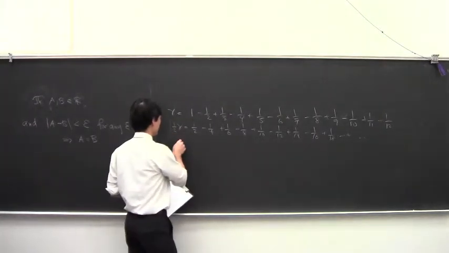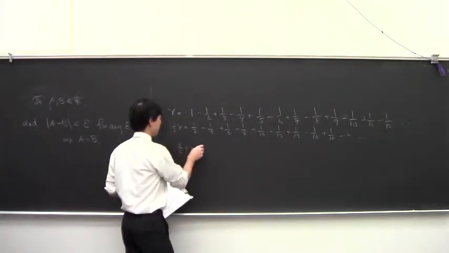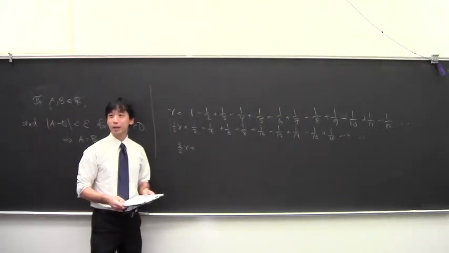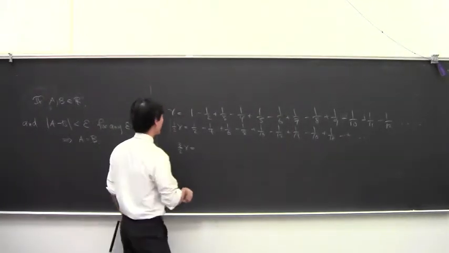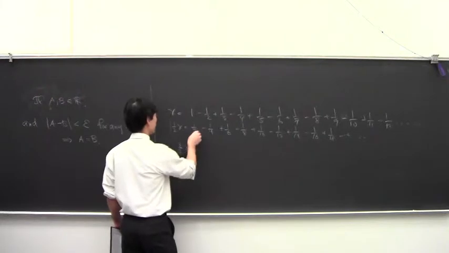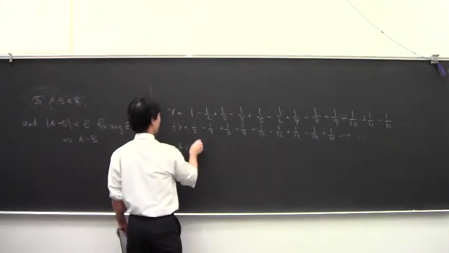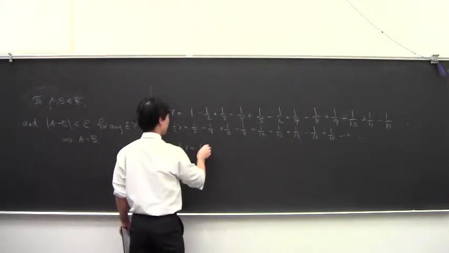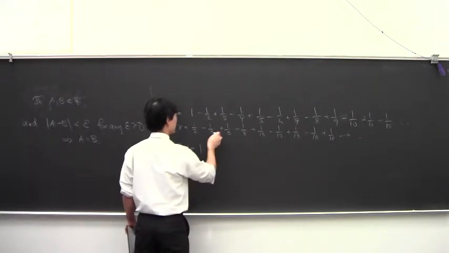Suppose I add these two things together. I'm going to get 3 halves gamma on the left, right? And what do I get on the right-hand side? Well, some cancellation occurs, right? So I have 1, the halves cancel off, so that's nothing.